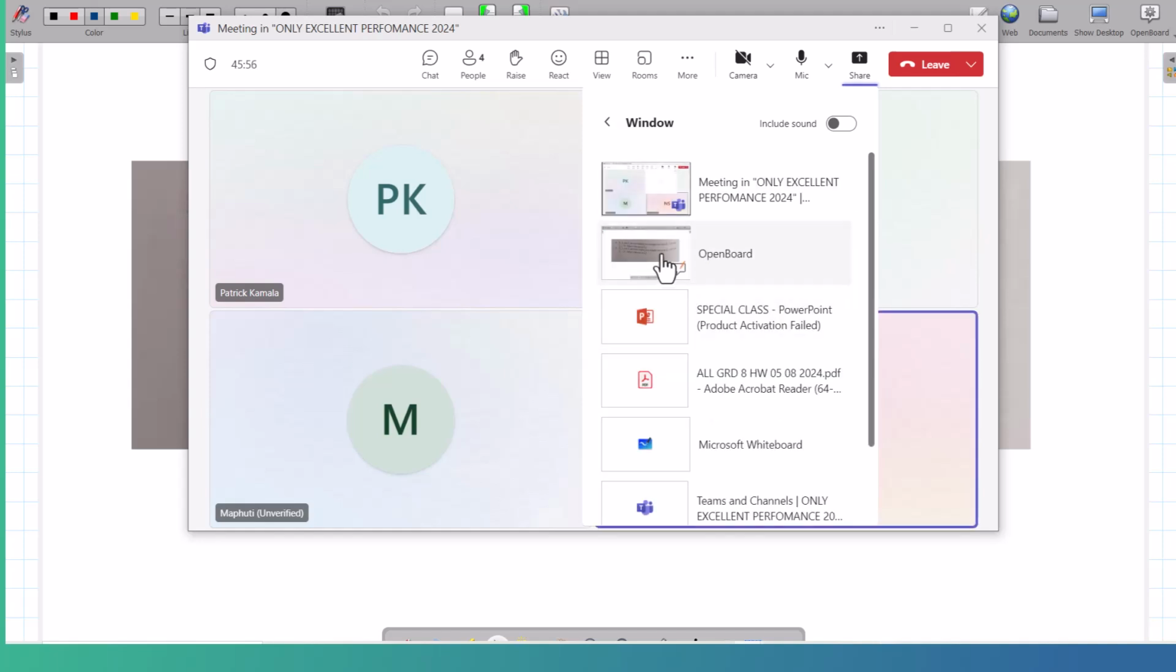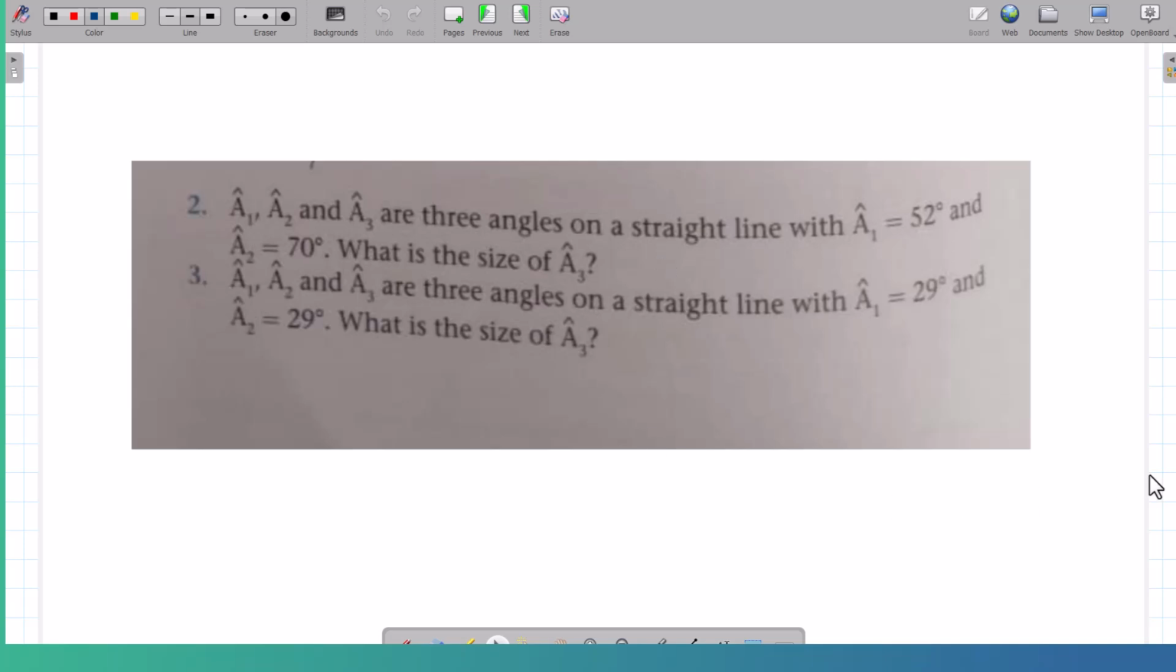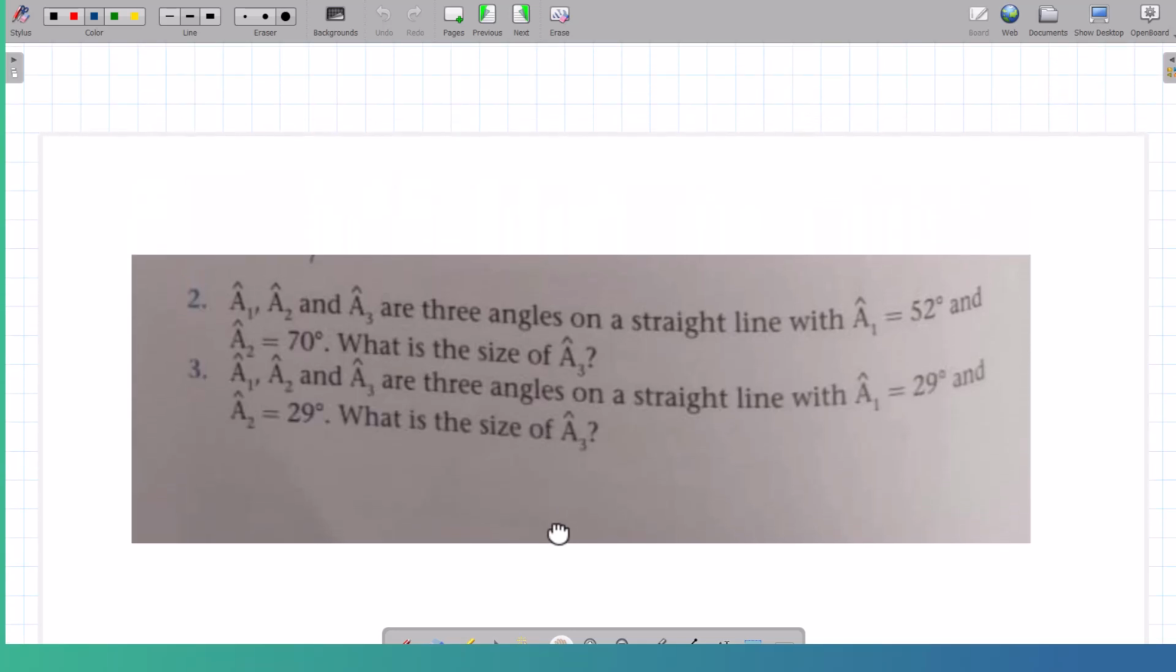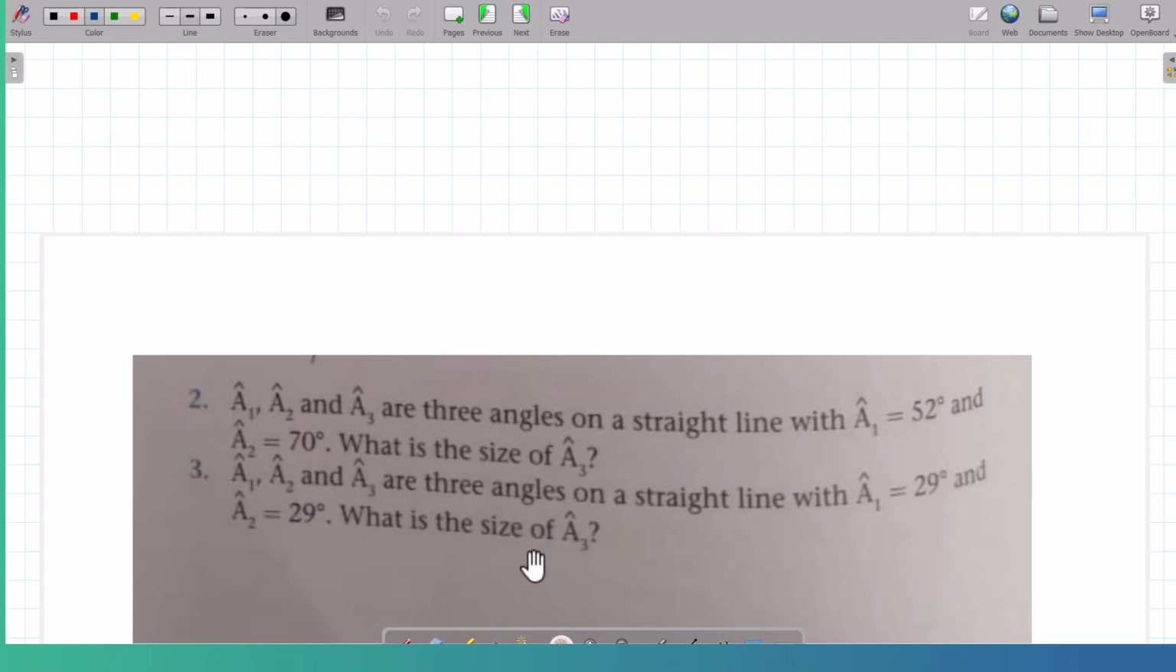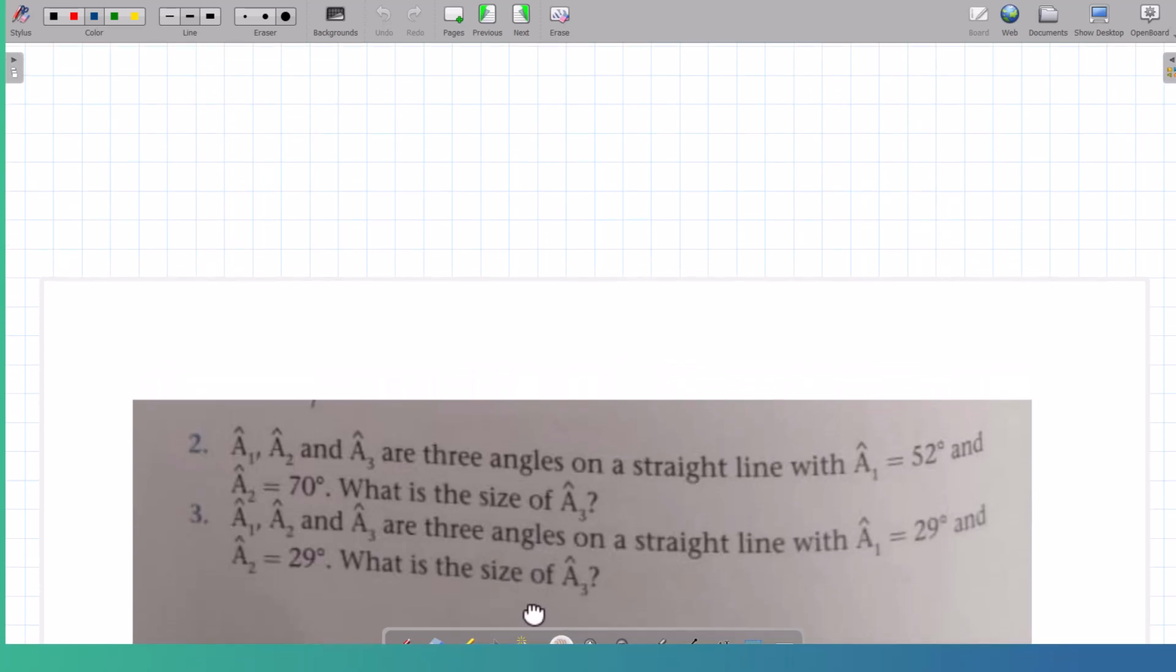Okay, tell me if you see the board now. Do you see it now? Yes, sir. So we are doing the first one, right? Read for us. Question 2 says what? A1, A2 and A3 are three angles on a straight line with A1 equal to 52 degrees and A2 equal to 70 degrees. What is the size of A3?